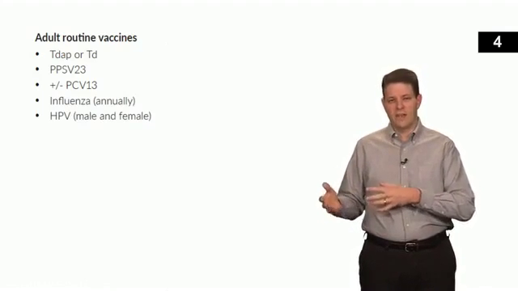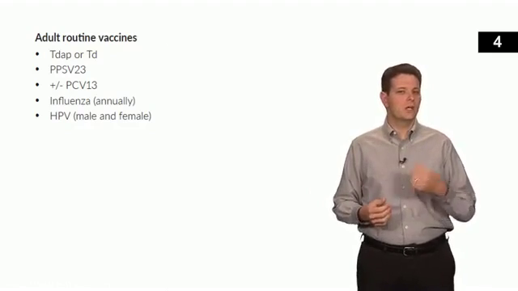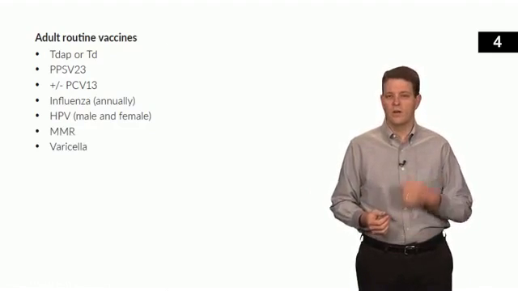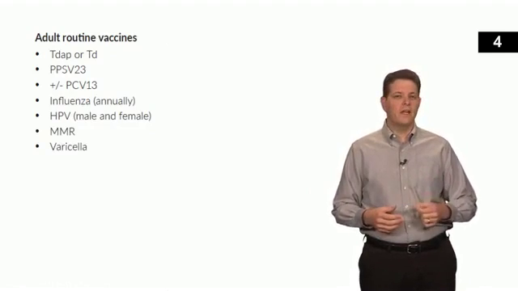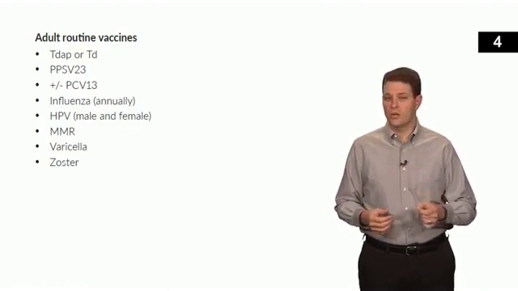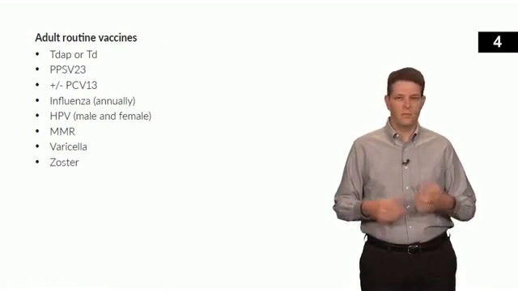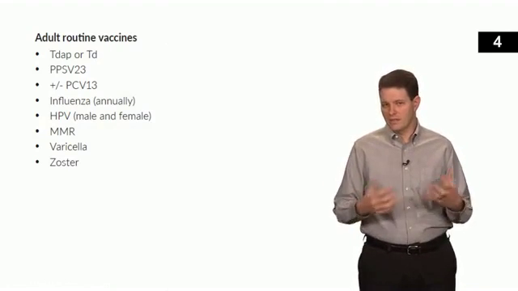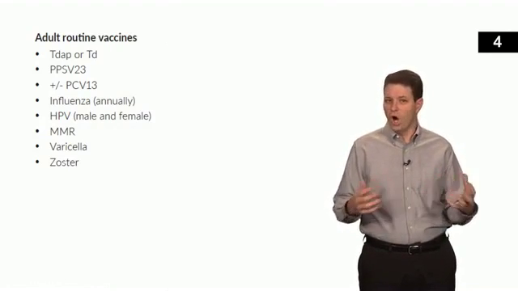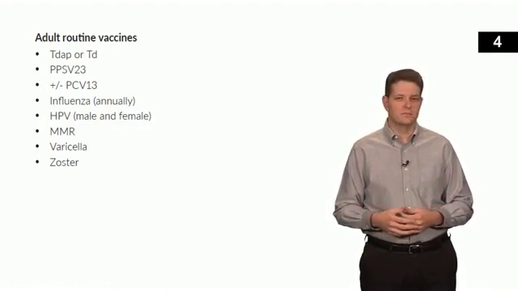So if they were vaccinated as adolescents, you don't have to give it to them as an adult. You might also need to do catch-up vaccines with MMR and varicella if a person's never had the disease or had the vaccine. And then finally, the herpes zoster or shingles vaccine is indicated in all patients over the age of 60. So we basically assume that patients in this age group have already had chickenpox as a child, which means they're all at risk for shingles. And we give this vaccine even if they've already had shingles.